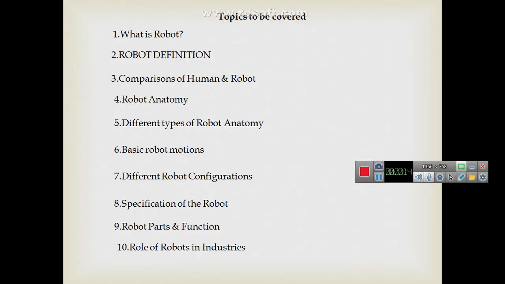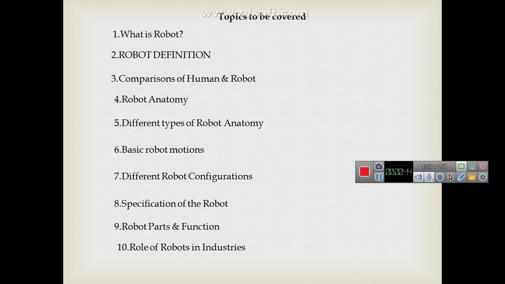So first one is what is robot, second robot definition, third one is comparisons of human and robot, fourth one robot anatomy, fifth one is different types of robot anatomy, then sixth basic robot motion, seventh one is different robot configuration, then eighth one is specifications of robot, ninth one robot parts and their function, finally robot roles of the industries, and also another name, applications of a robot.